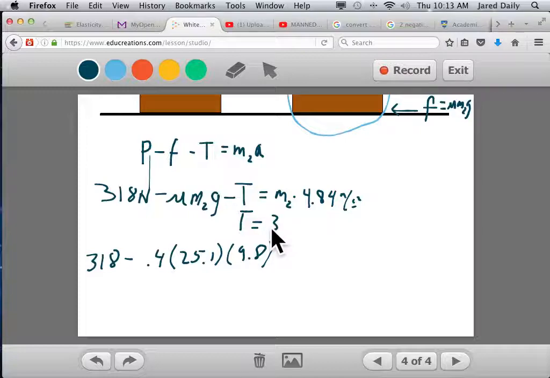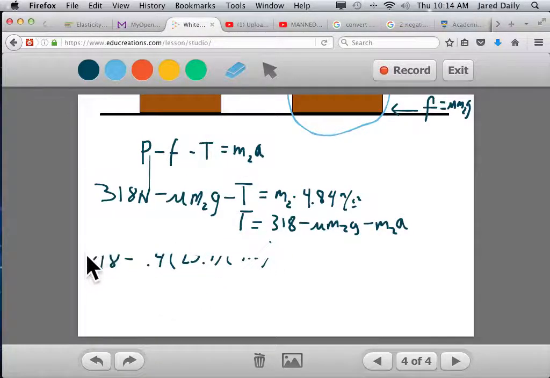Where's that 4.84 come from? That's your acceleration? That's the acceleration from the first half. T equals 318 minus mu m2 g minus m2 times acceleration, which is the 4.84, right? So that's the equation I'm trying to solve now. Let's just erase this and do it again really quick. So this should give me the tension in the rope.